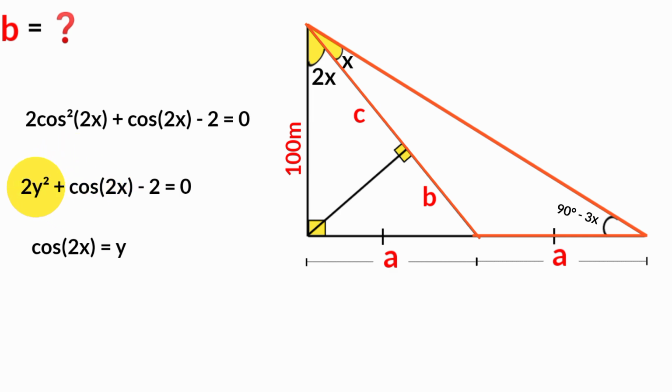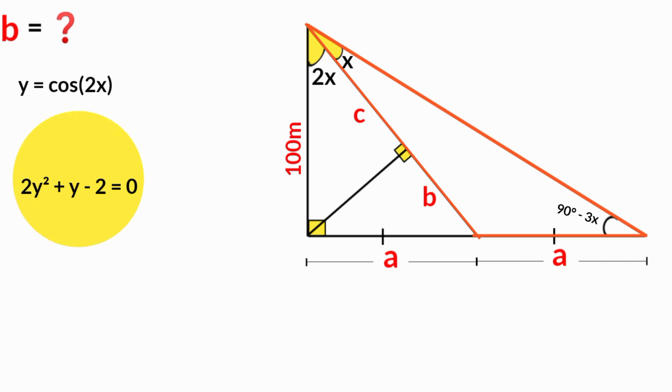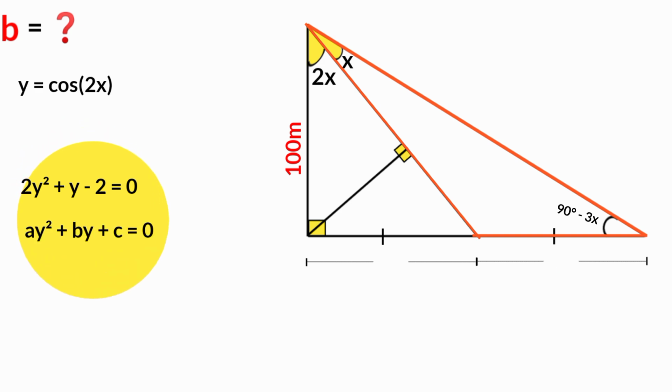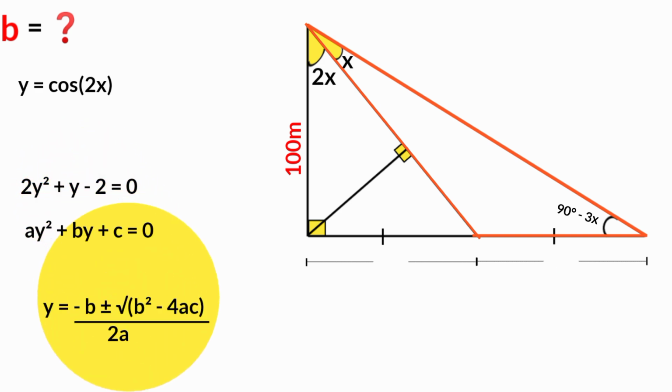Cos 2x is y, and this cos 2x is also y. So 2y squared plus y minus 2 equal to 0. It is a quadratic equation. By the quadratic equation formula, for any equation in the form ay squared plus by plus c equal to 0, y equal to minus b plus or minus root of b squared minus 4ac all over 2a.